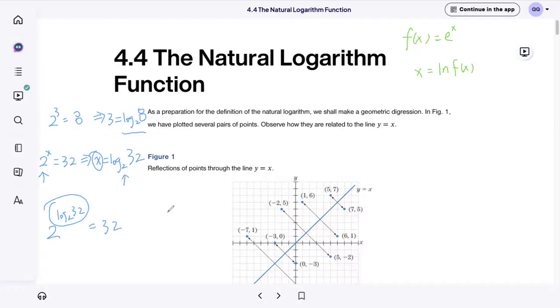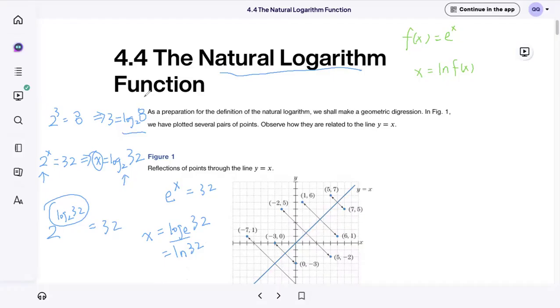Okay, so we continue with e. e to the x equals some number, let's say 32, and I want to solve for x. I can rewrite it as log base e of 32. But log base e we simplify to ln, the natural log. This is the natural logarithm. So I don't need to write the base e anymore. Instead, I write ln 32.